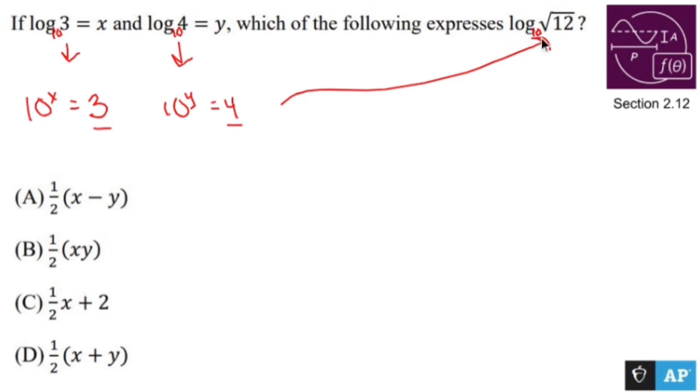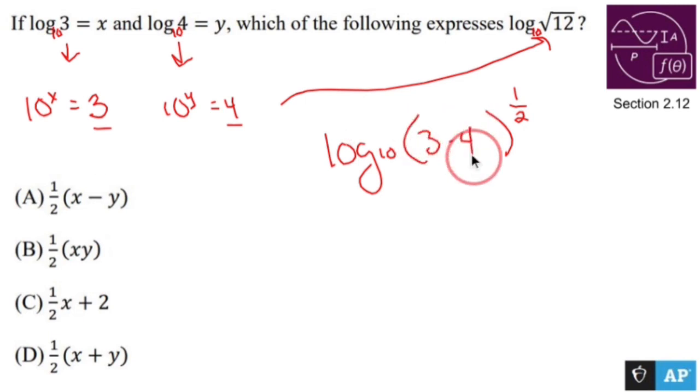I want to find out what log base 10 of the square root of 12 is. So first things first, let me rewrite this. Log base 10 of the square root means stuff to the 1/2. Now 12 just so happens to be 3 times 4. So log base 10 of 3 times 4, wait a minute, 3 is 10 to the x.